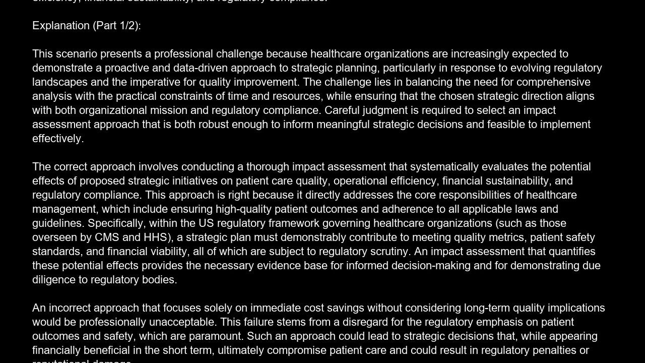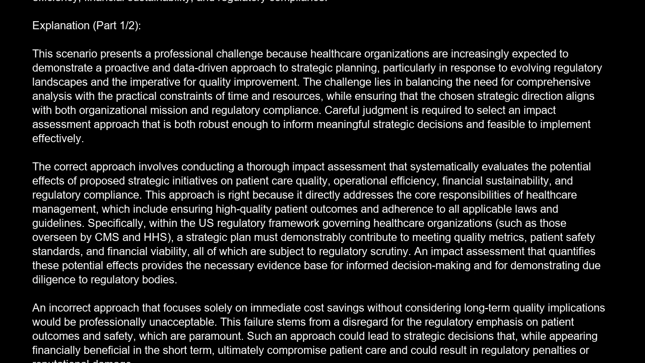The correct approach involves conducting a thorough impact assessment that systematically evaluates the potential effects of proposed strategic initiatives on patient care quality, operational efficiency, financial sustainability, and regulatory compliance. This approach is right because it directly addresses the core responsibilities of healthcare management, which include ensuring high-quality patient outcomes and adherence to all applicable laws and guidelines.